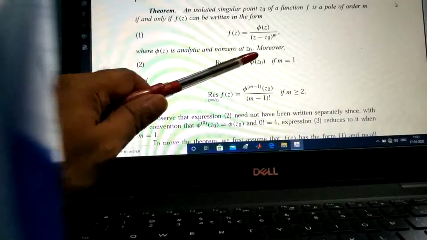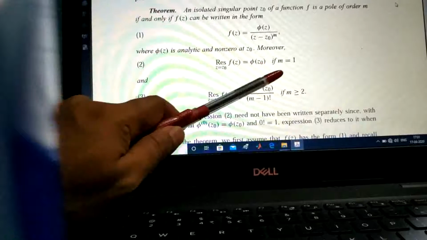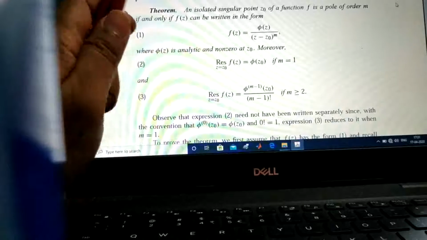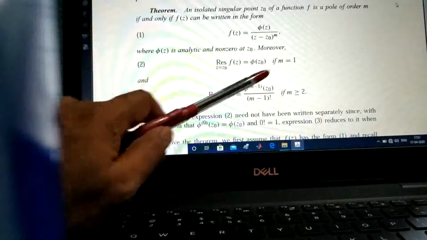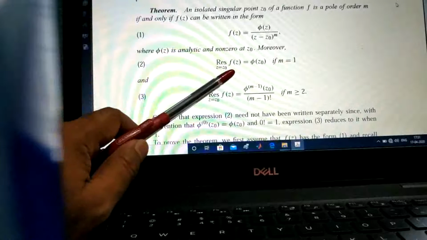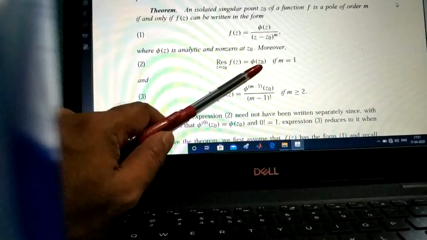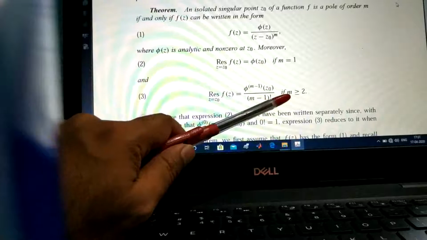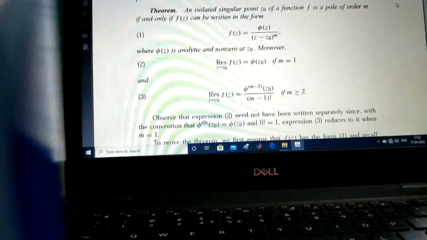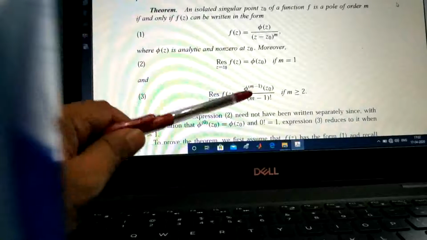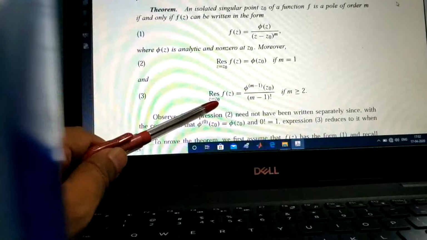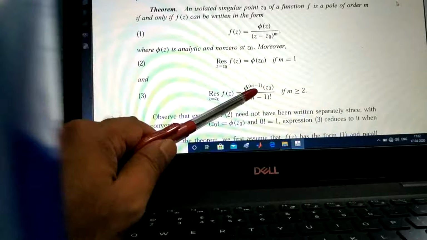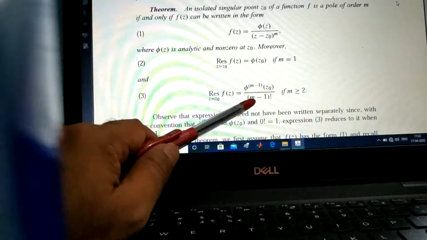Moreover, it can be represented in these two forms. For m equals 1, the pole becomes a simple pole. For a simple pole, the residue of the function at z equals z0 is simply phi of z0. And for higher order poles, meaning order 2 onward, the residue of the function will be given by the (m minus 1)th order derivative of phi at z0 divided by (m minus 1) factorial.